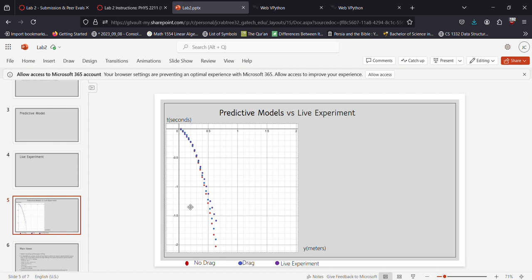It seems that there are other unaccounted forces acting upon the actual box in the live experiment that caused it to fall not as quickly as either the no drag or the drag model. The no drag model fell the quickest. This makes sense, as there would be no drag force acting upon it to slow it down. And so overall, it seems that there are other forces acting upon the box, besides drag force, that cause it to fall not as quickly as either computational model predicted.